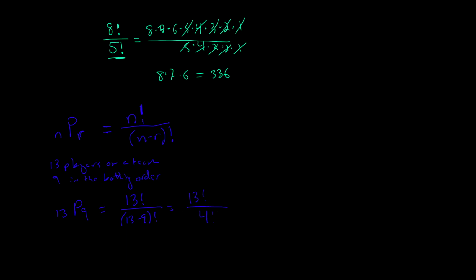Now I know all of the denominator is going to cancel like it did here, and it's going to leave me everything down to 5. So I'm going to have 13 times 12 times 11 times 10 times 9 times 8 times 7 times 6 times 5.